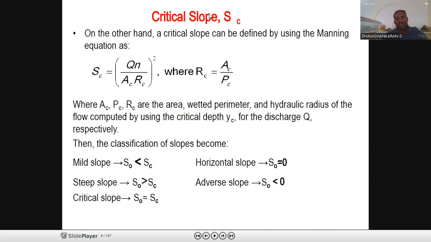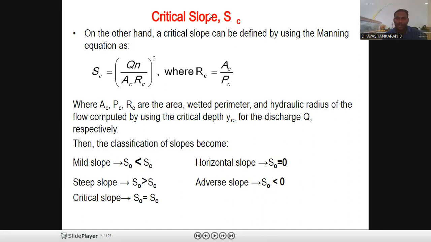The general formula, as I already told you, is Q equal to A into V. Here the velocity from Manning's formula is V equal to 1 divided by N, R power 2 by 3, S power 1 by 2. That S power 1 by 2, here we take as SC. Then RC is the wetted area divided by the wetted perimeter. That is the definition given here, where AC, PC, and RC are the area, wetted perimeter, and hydraulic radius.